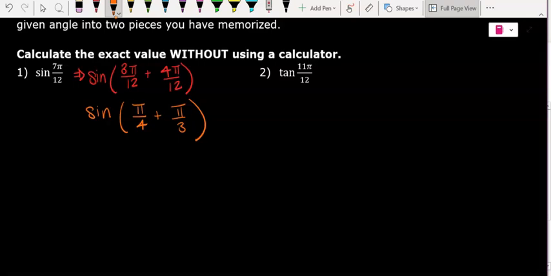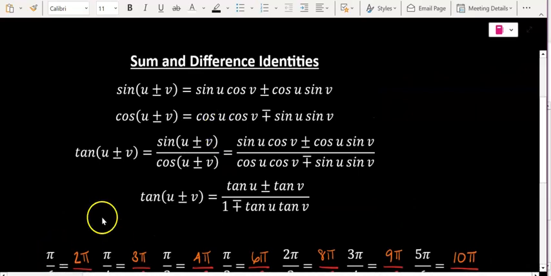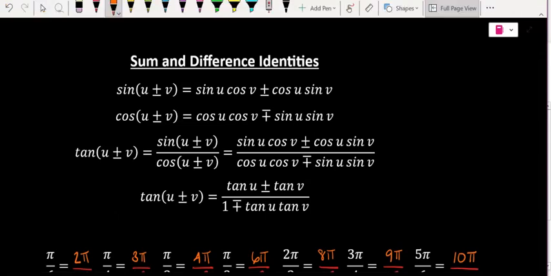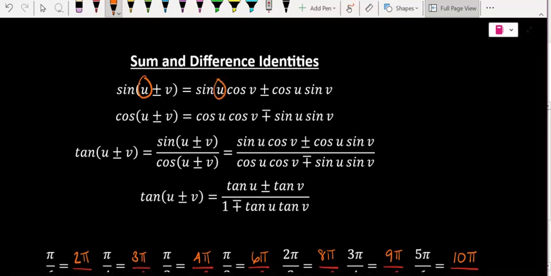What in the world do I do with it? So that's where these equations come into play, okay? If you notice right here, on this very first equation, I'm given sine u plus or minus v. So basically what I'm going to be doing is taking the first value that I have here, and replacing it here and here. And then I'm going to be taking the second value that I have, and replacing it here and here. And then I'll be able to find their exact values.